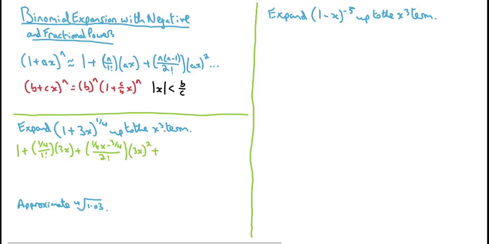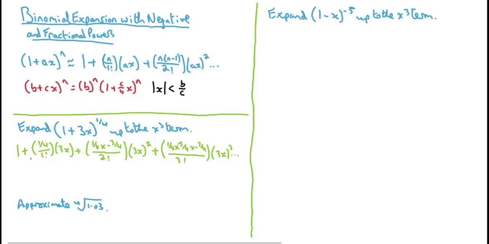And then finally, because we're just going up to the x cubed term, so a quarter times minus 3 over 4 times minus 7 over 4, because that's minusing 1 again, all over 3 factorial, and then you'll times that by 3x cubed, and that would continue, but we're not interested in those higher values.